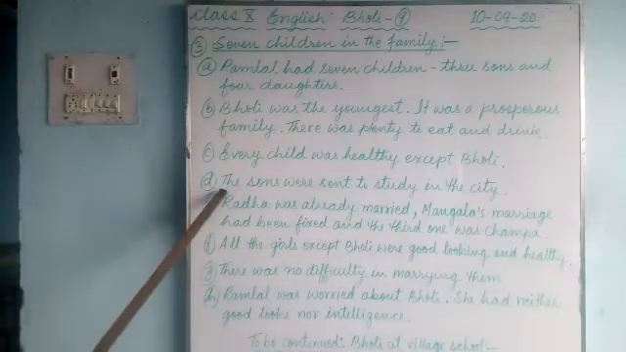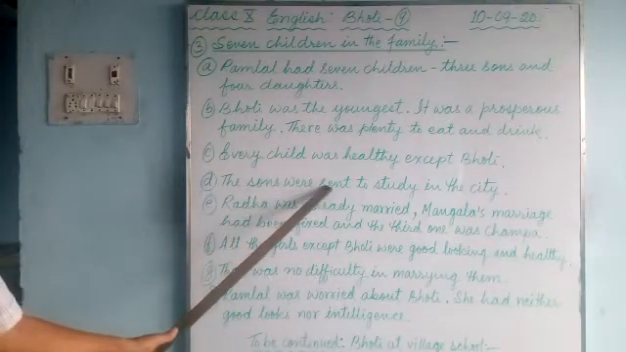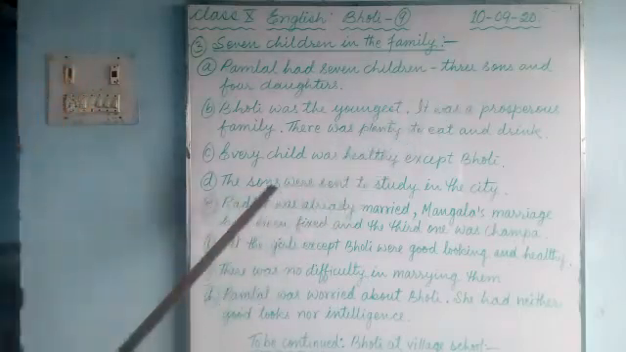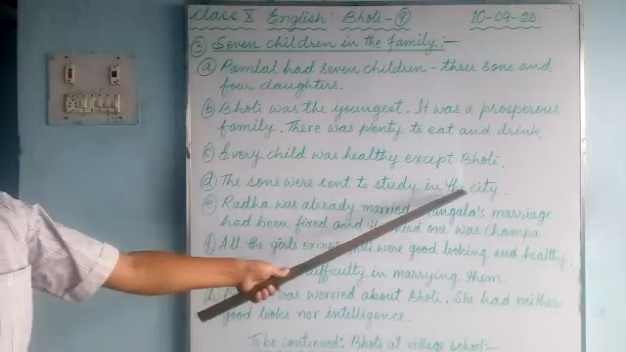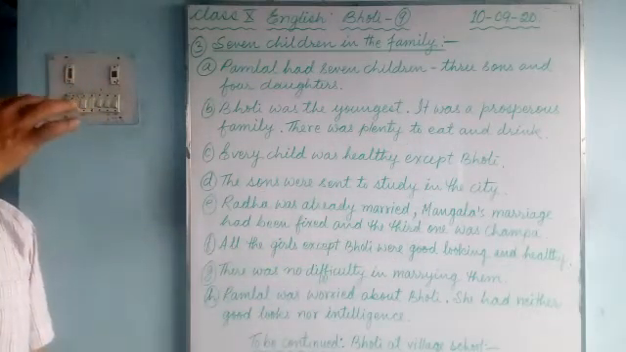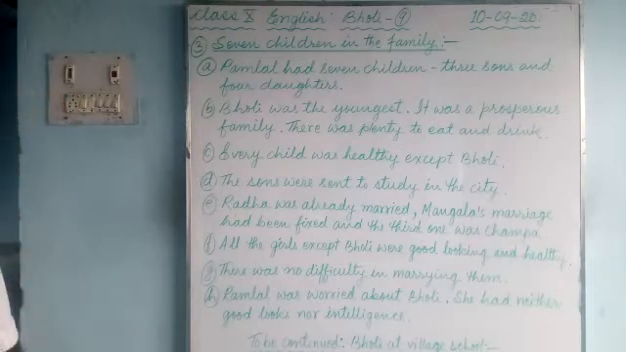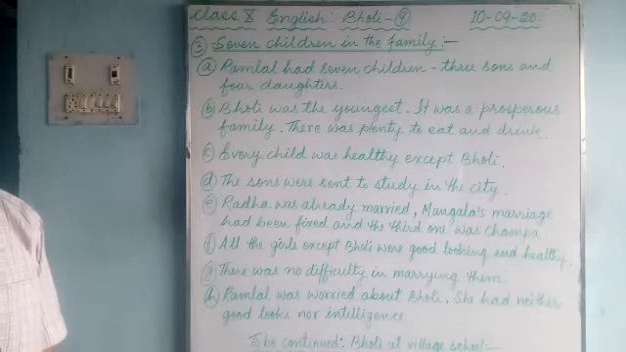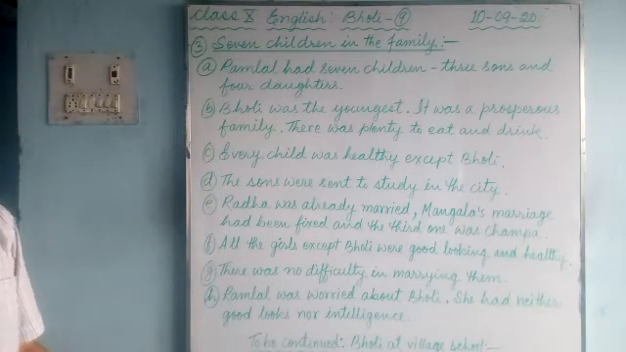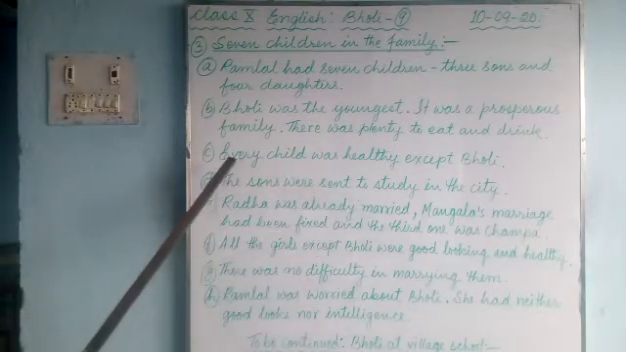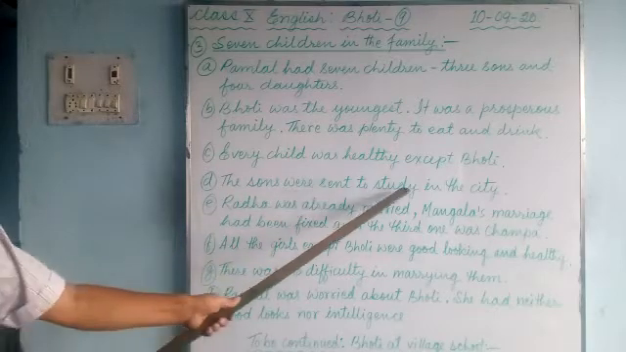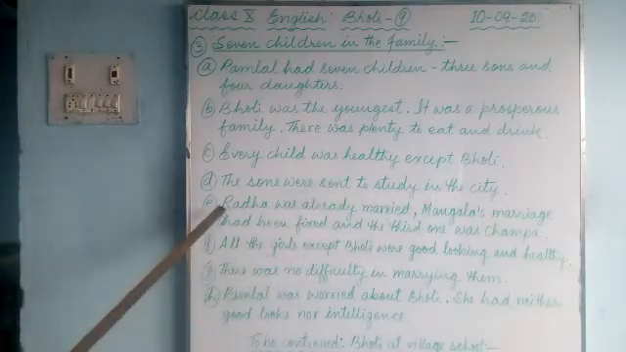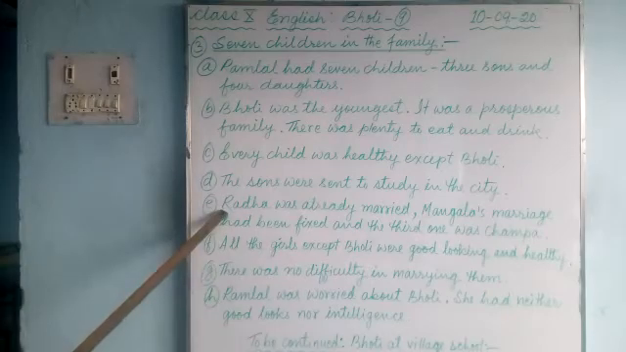Now here, number D, the 3 sons were sent to study in the city. In those days, most of the sons in a family were sent to study in the cities, and the girls were not allowed to go out. They had to study in the village primary school. We have learned this in class 9 also. So the sons were sent to study in the city.